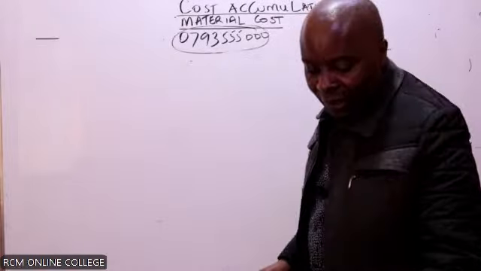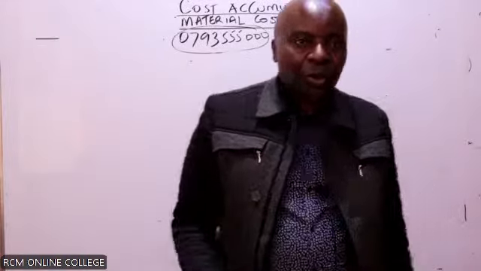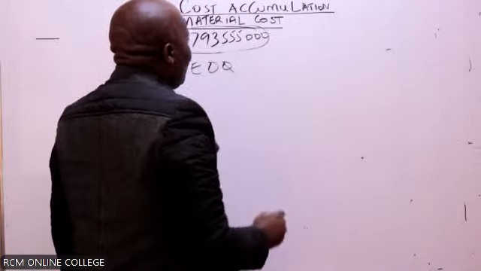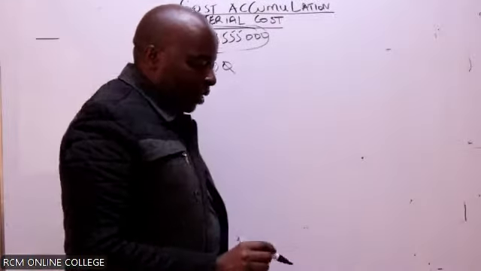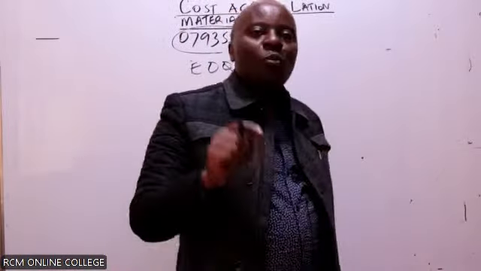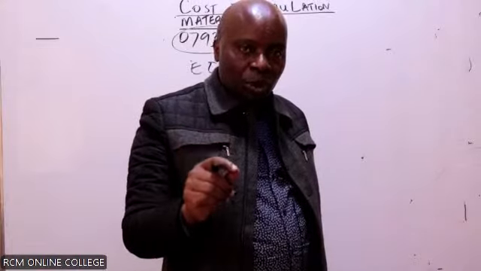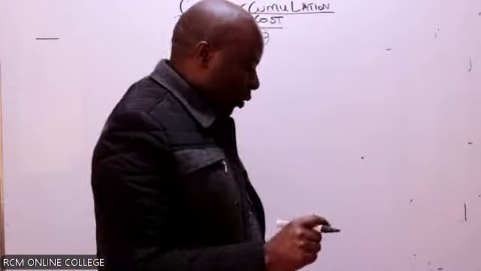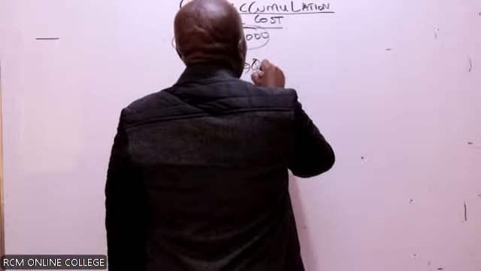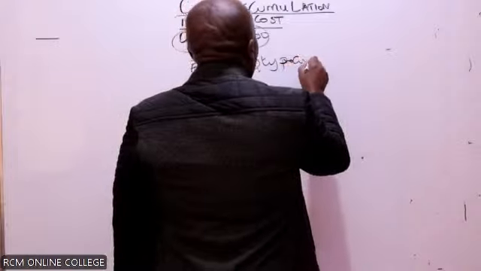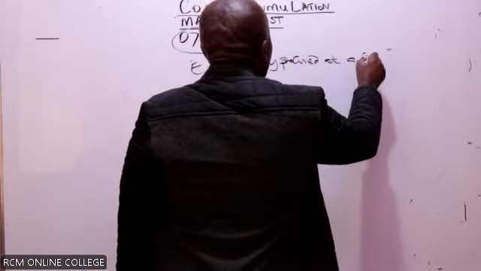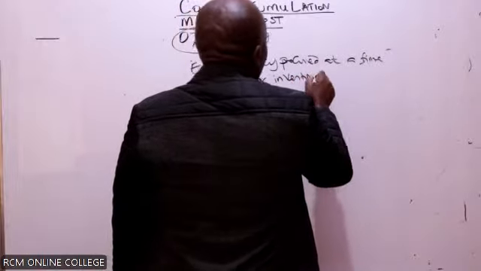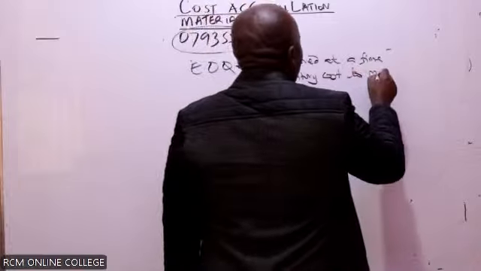Now, ladies and gentlemen, after that, I would want us to introduce the concept of economic order quantity, EOQ. Economic order quantity will be that quantity of raw materials that you procure at a time to minimize inventory costs. Inventory costs are to be minimized.